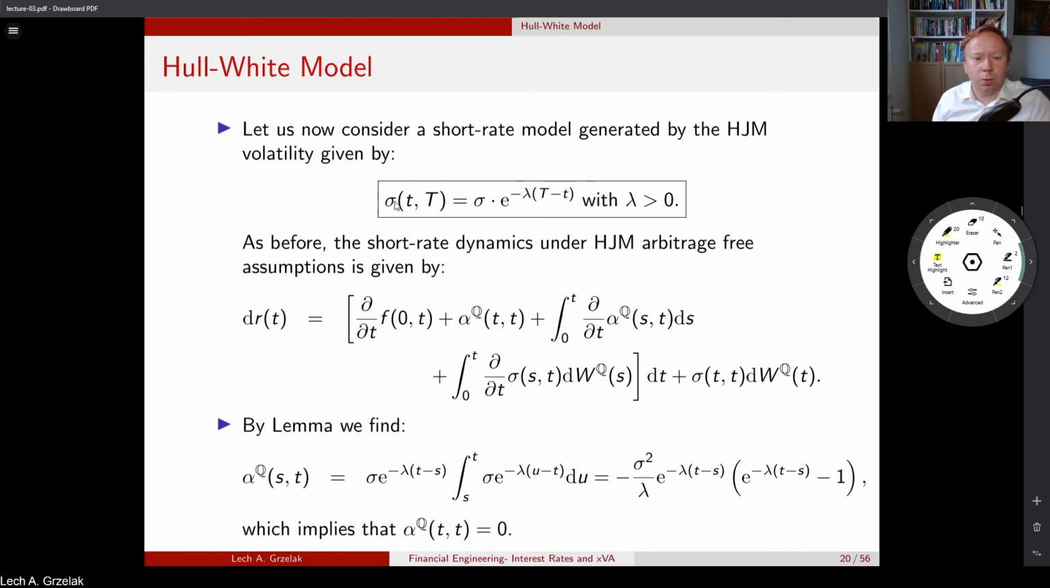So let's take a look. We take this volatility for HJM, for the instantaneous forward rate, and again we substitute it into the dynamics for the short rate model. So we substitute this volatility in all the terms that we have. So this is the definition, right? We have seen it already before. This is again the derivative of the instantaneous forward rate, as we can see of today.